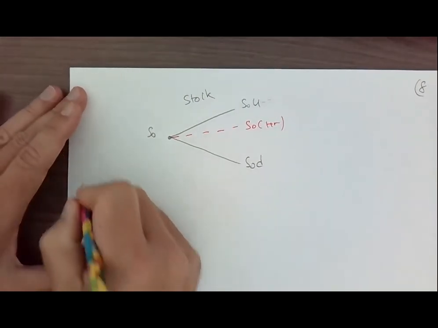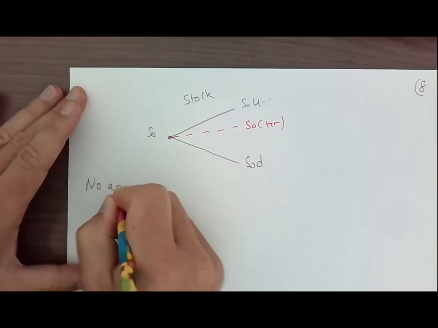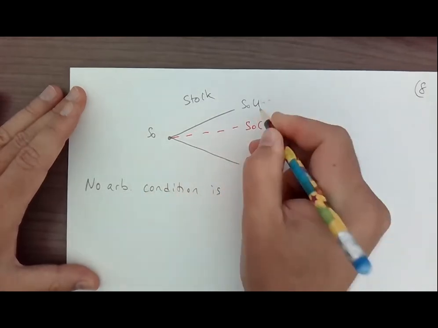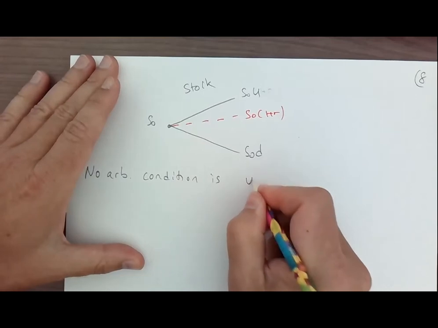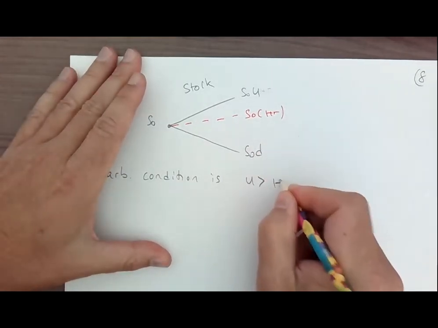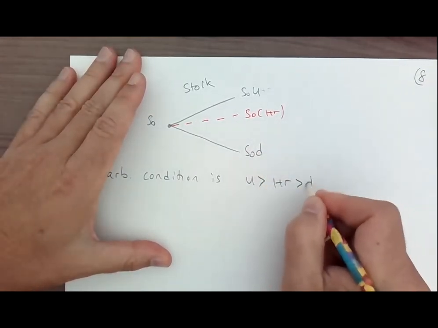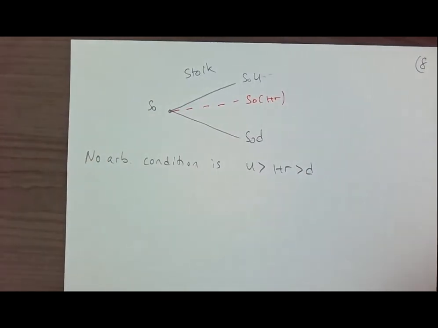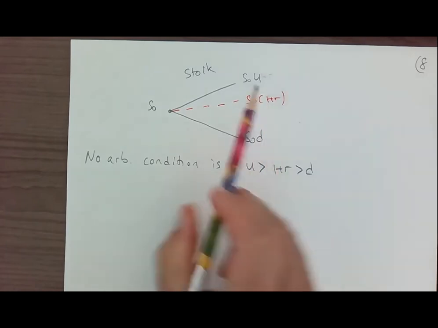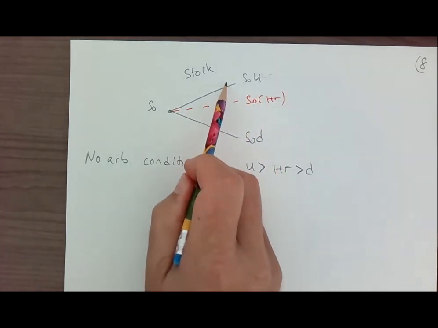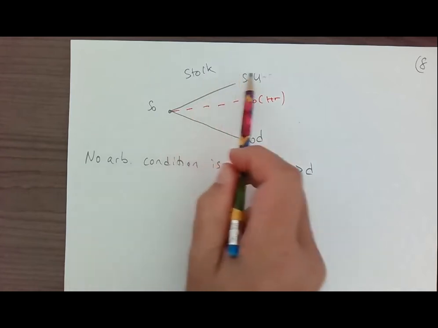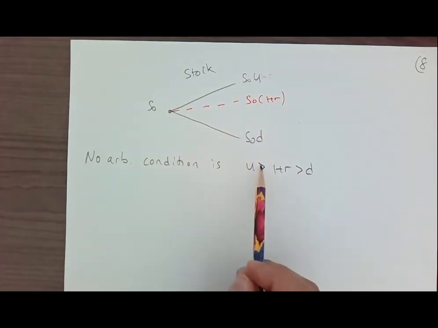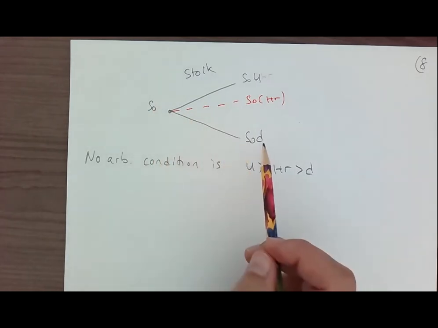So the no arbitrage condition is that U dominates 1 plus r, which dominates D. So if 1 plus r gets to be too big, then the dotted line moves outside, it moves above the top line. And if 1 plus r gets to be too small, it dips below the solid line and you get arbitrage.